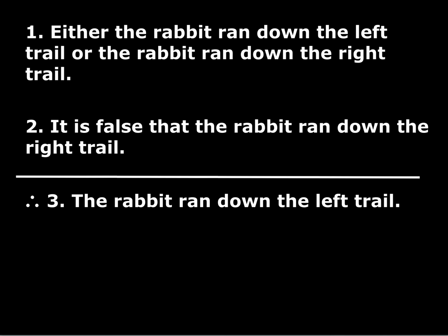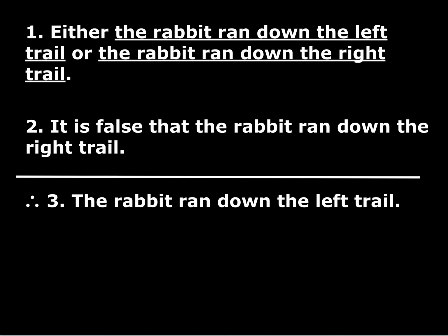So let's look at this argument. This argument has two premises and one conclusion. First premise is either the rabbit ran down the left trail or the rabbit ran down the right trail. Premise 2 is it is false that the rabbit ran down the right trail. And the conclusion is the rabbit ran down the left trail. Now, this is an argument. It consists of statements, two premises, and one conclusion.